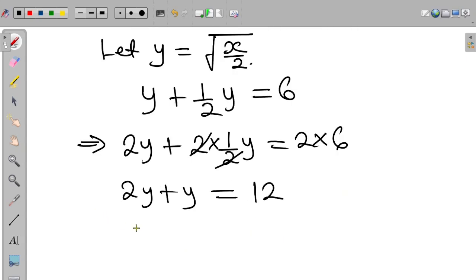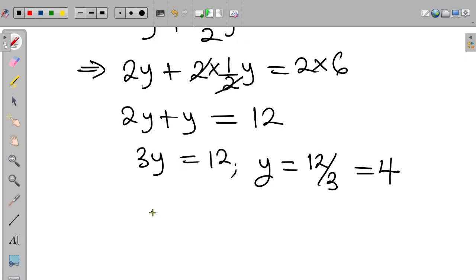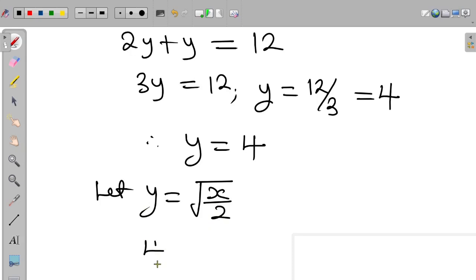So therefore, we have that this is 3y equal to 12. And y will be equal to 12 divided by 3, which is equal to 4. So therefore, y is equal to 4. But recall that we said let y be equal to root of x divided by 2. So we have that this is 4 equal to root of x divided by 2.